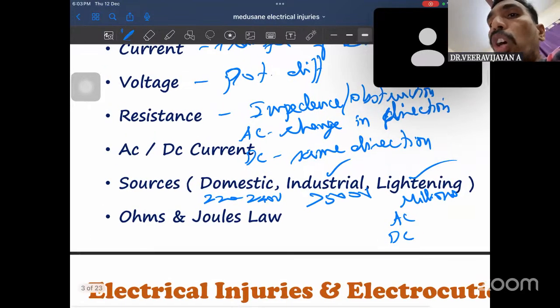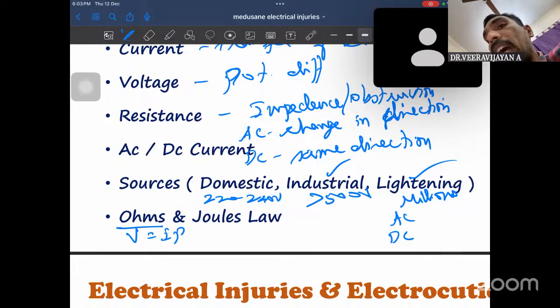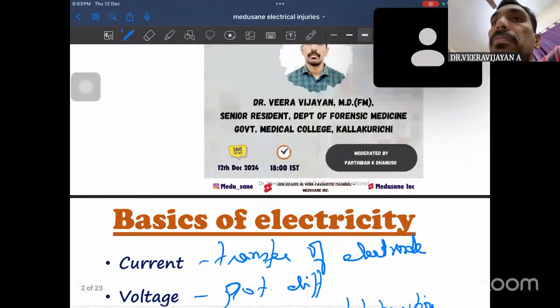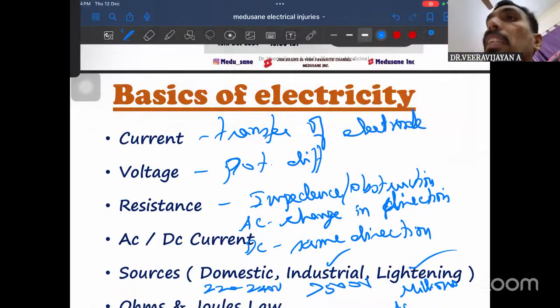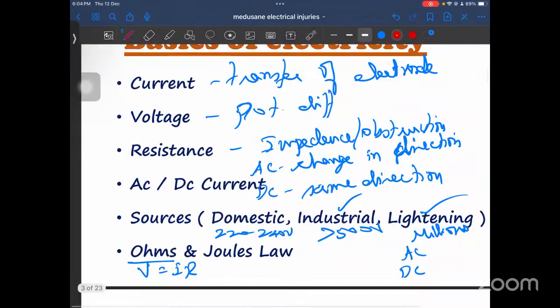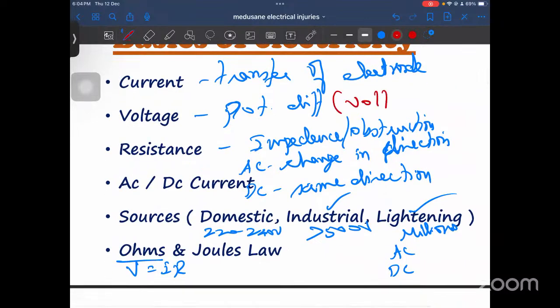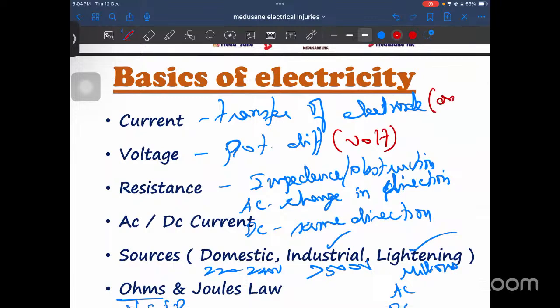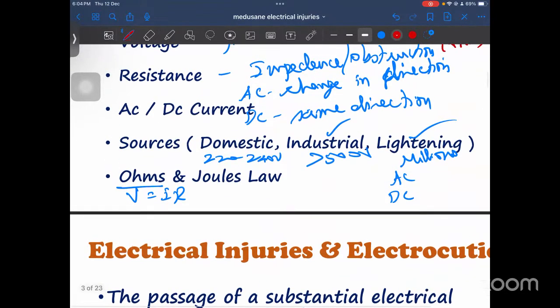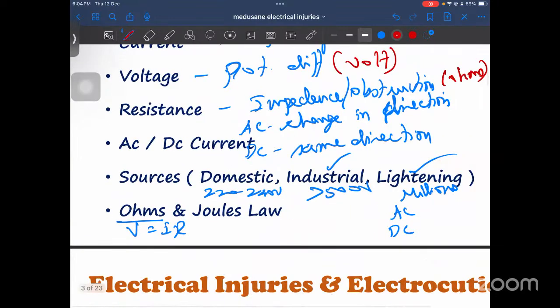Then we have to know about Ohm's law and Joule's law. Ohm's law is nothing but V is equal to IR, where V is the voltage, I is the current, and R is the resistance. The unit of voltage is volt, the unit of current is ampere, and the unit of resistance is ohm. So Ohm's law states that V is equal to IR. That means voltage is directly proportional to the current and resistance.